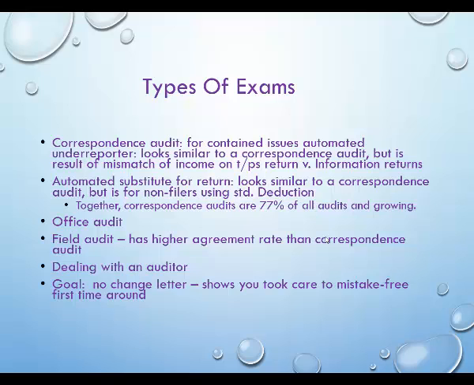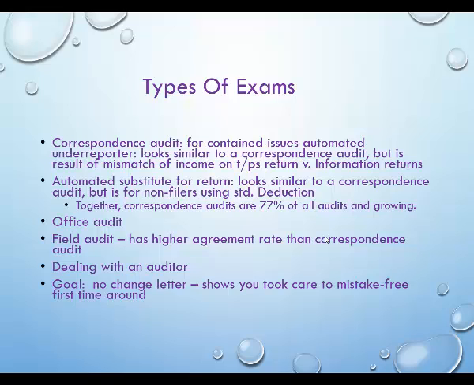Now, there are several types of exams, and these are very important in the field. They're not tested a lot on my test, but they're important in the field. So I did want to put them here. They are in purple. Correspondence audits, sometimes shortened to be core audits, and automated under reporters. The correspondence audit is where you never see a real person. The IRS sends you a letter that says, for example, I don't believe the number of charitable contributions you made. Please send in evidence that you donated as much as you claim to have donated, and you would send in receipts.